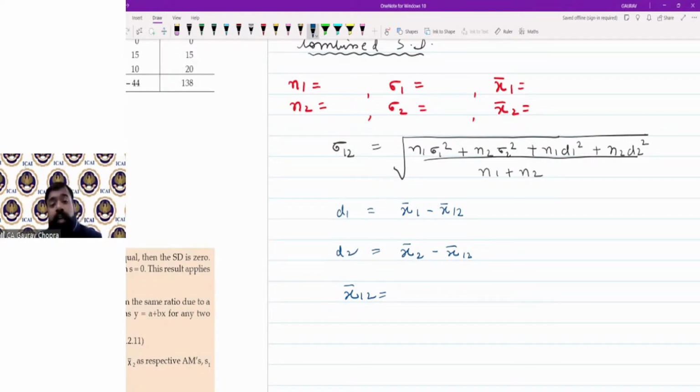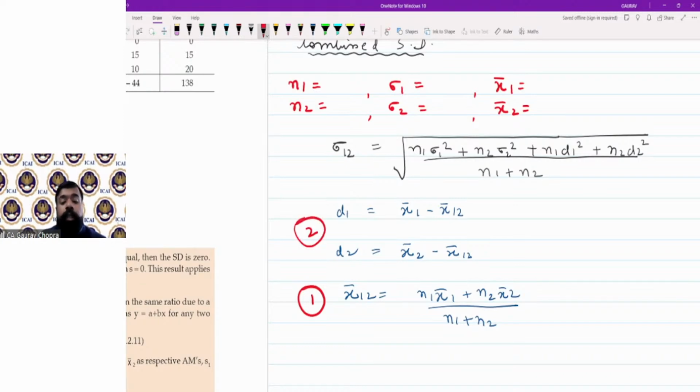And how we can calculate, we have already discussed in the previous chapter. That was n1 x bar 1 plus n2 x bar 2 upon n1 plus n2. So all these are the overall steps. The first step is to calculate x bar 1, 2. In second step, we will be calculating d1, d2, and then the third step will be to put all the figures and get sigma 1, 2.